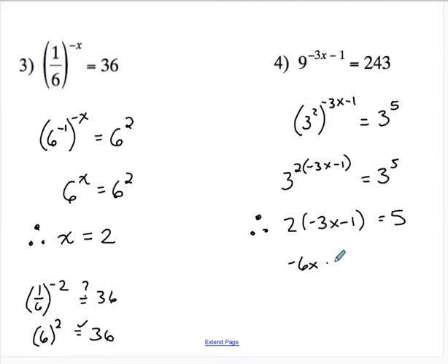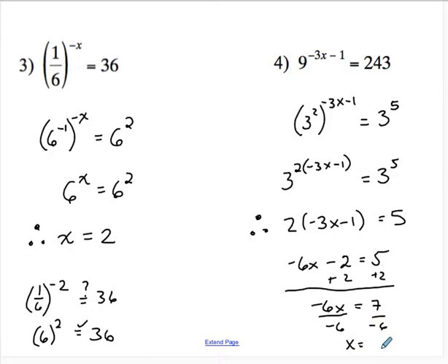So negative 6x minus 2 is equal to 5. Adding 2 to both sides, negative 6x is equal to 7. So x is equal to negative 7/6, or negative 1 1/6, or however you want to write that. Okay.